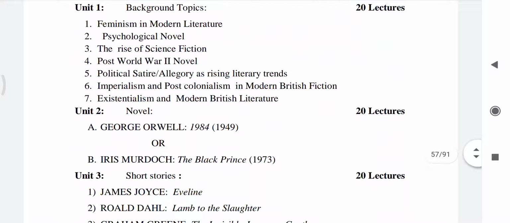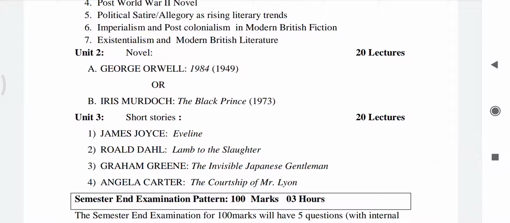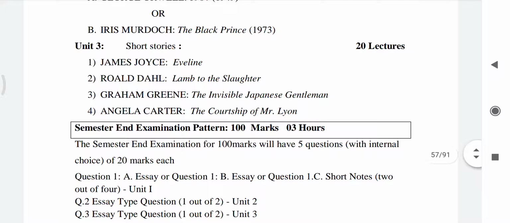Let's go through them in due course of time. As an example of the terms and concepts that we have studied in the background, we have George Orwell's novel 1984, which appeared in 1949, immediately after the Second World War. Then we have Iris Murdoch's The Black Prince. This is also one of the so-called post-colonial works, against white imperialism and racial discrimination. So these two novels will bring us the picture of what we studied in the background.